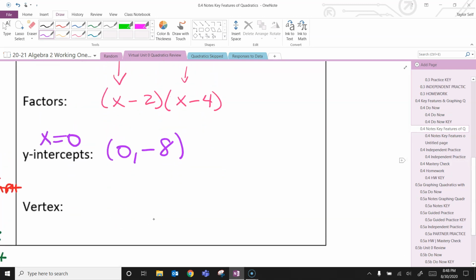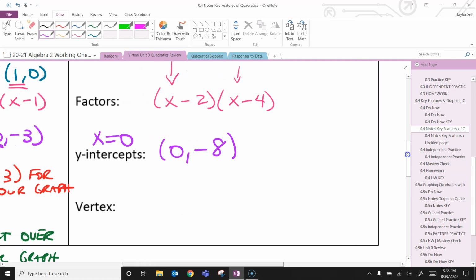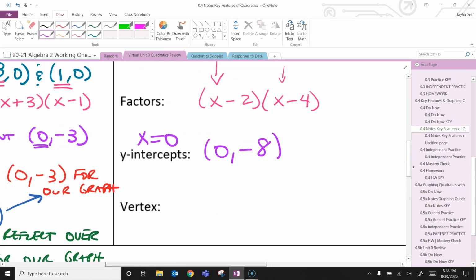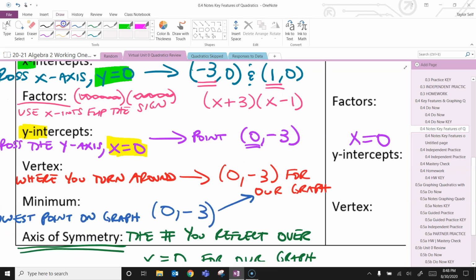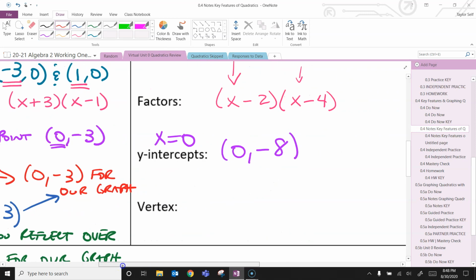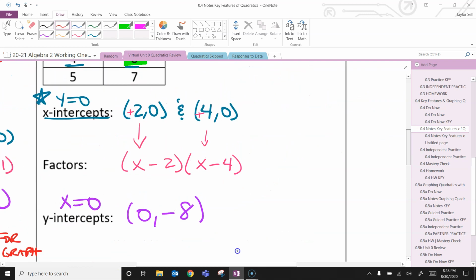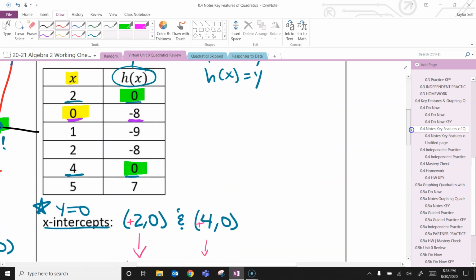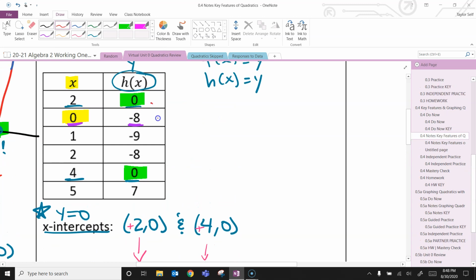Vertex. Okay, we described over here the vertex as the point where you turn around. Right here, we talked about it's where you turn around. So we're going to look at the y values and see where they start repeating. Where do the y values turn around again? So we go from 0, negative 8, negative 9, negative 8. Check it out. They turned around right here. Your y values flipped around at x equals 1.